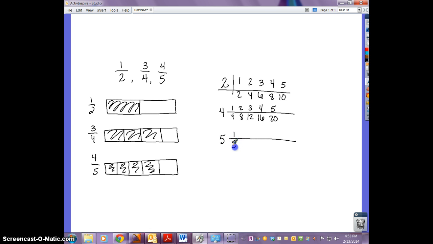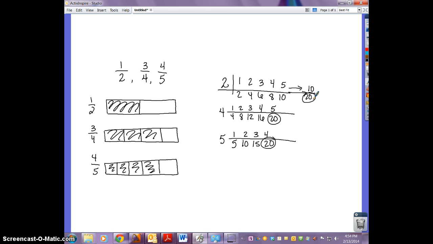5 times 1 is 5. 5 times 2 is 10. 5 times 3 is 15. 5 times 4 is 20. Right there, I'm finding a common denominator between 4 and 5 of 20. So I'm going to see, is 20 a multiple of 2? 20 is indeed a multiple of 2 because 2 times 10 is 20.